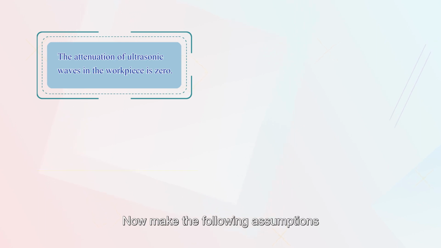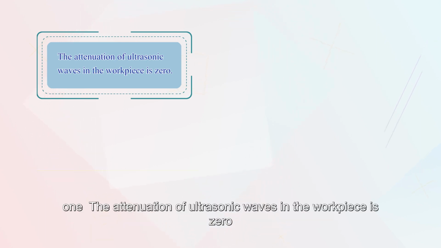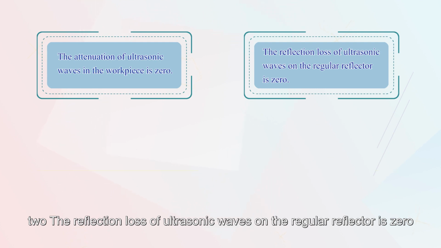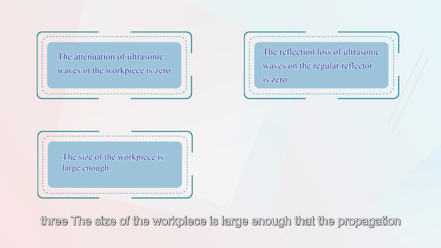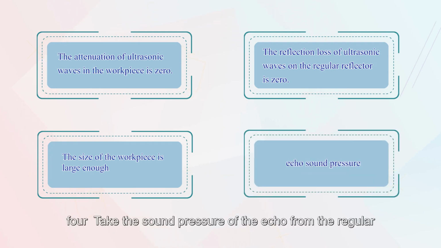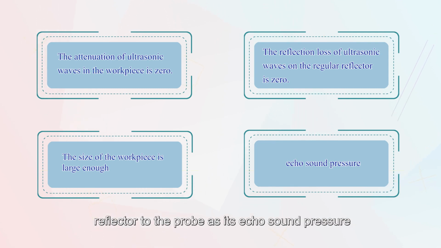Now make the following assumptions. 1. The attenuation of ultrasonic wave in the workpiece is 0. 2. The refraction loss of ultrasonic waves on the regular reflector is 0. 3. The size of the workpiece is large enough that the propagation of ultrasonic waves will not be affected by the side of the workpiece. 4. Take the sound pressure of the echo from the regular reflector to the probe as its echo sound pressure.